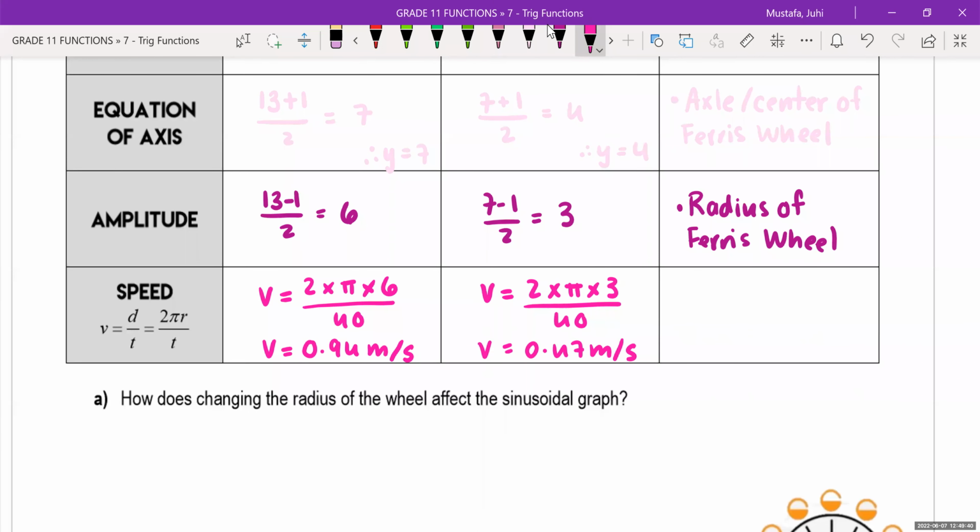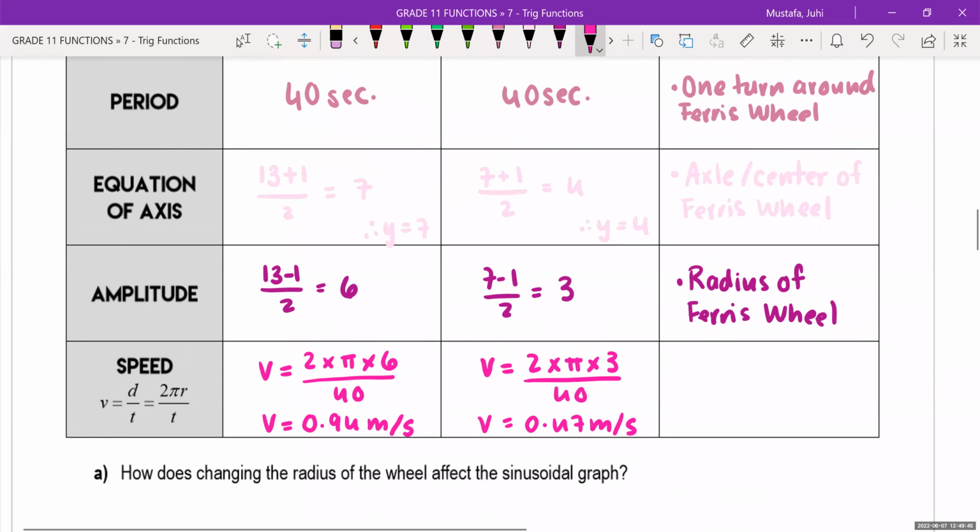By the way, take a look at what's happening here. We have two Ferris wheels. They take the same amount of time to go one loop around, but Ferris wheel A has a radius of 6 meters, and Ferris wheel B has a radius of 3 meters. So you can kind of guess the radius of a Ferris wheel or any wheel is going to affect how fast you're going. What does this represent? It represents the speed. I don't know why I put an exclamation mark there.